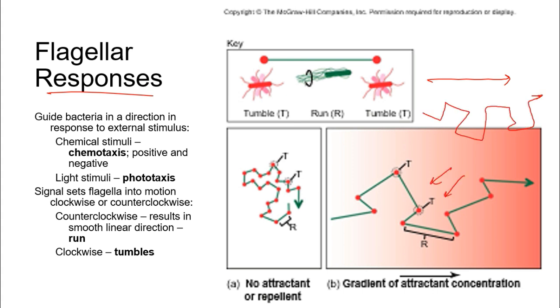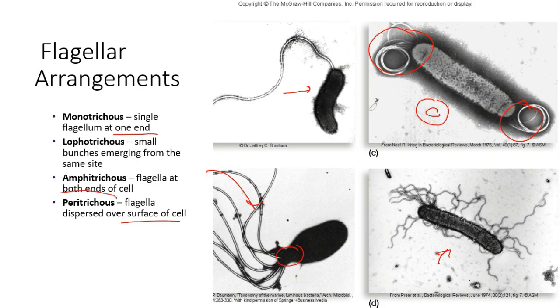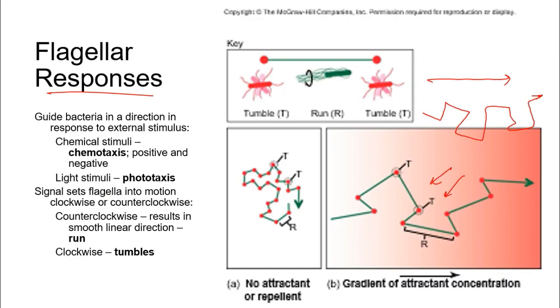So you can see that a bacteria can hover at one particular position when the flagella is equally distributed, which is known as the peritrichous situation. But in a situation where the bacteria needs to progress forward, they need to have the flagellar arrangement at one pole. So the chemical stimuli is required, which is known as the chemotaxis process, that can be of either positive or negative stimuli. Now the light stimulus is known as phototaxis, and the chemical stimulus is known as chemotaxis. Now the signal sets the flagella into motion, either clockwise or counterclockwise.